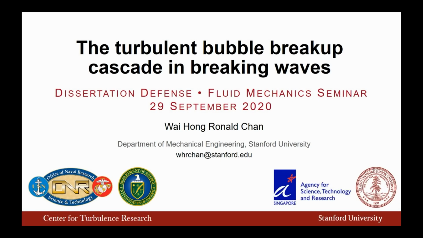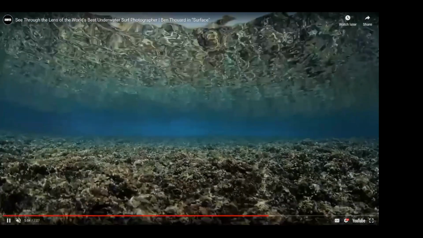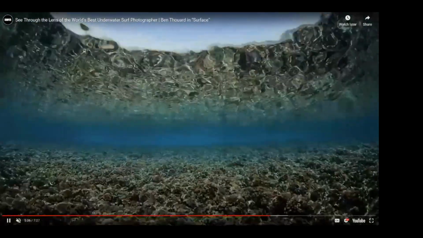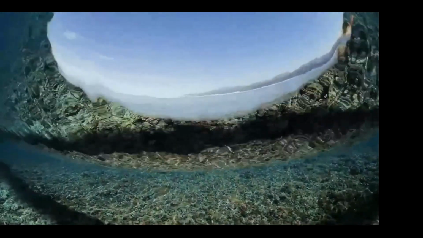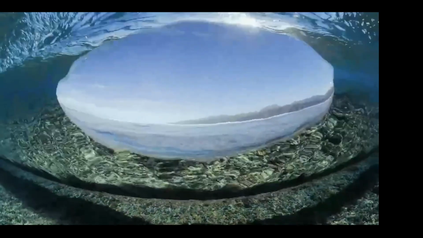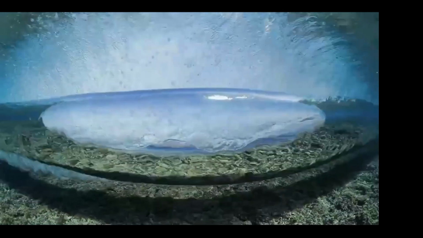And I'd like to introduce the breakup of bubbles in breaking waves. So now you're seeing an underwater view of this wave breaking process. As the crest is overturning more and more, it traps a long tube of air, which subsequently breaks to form bubbles of various sizes.